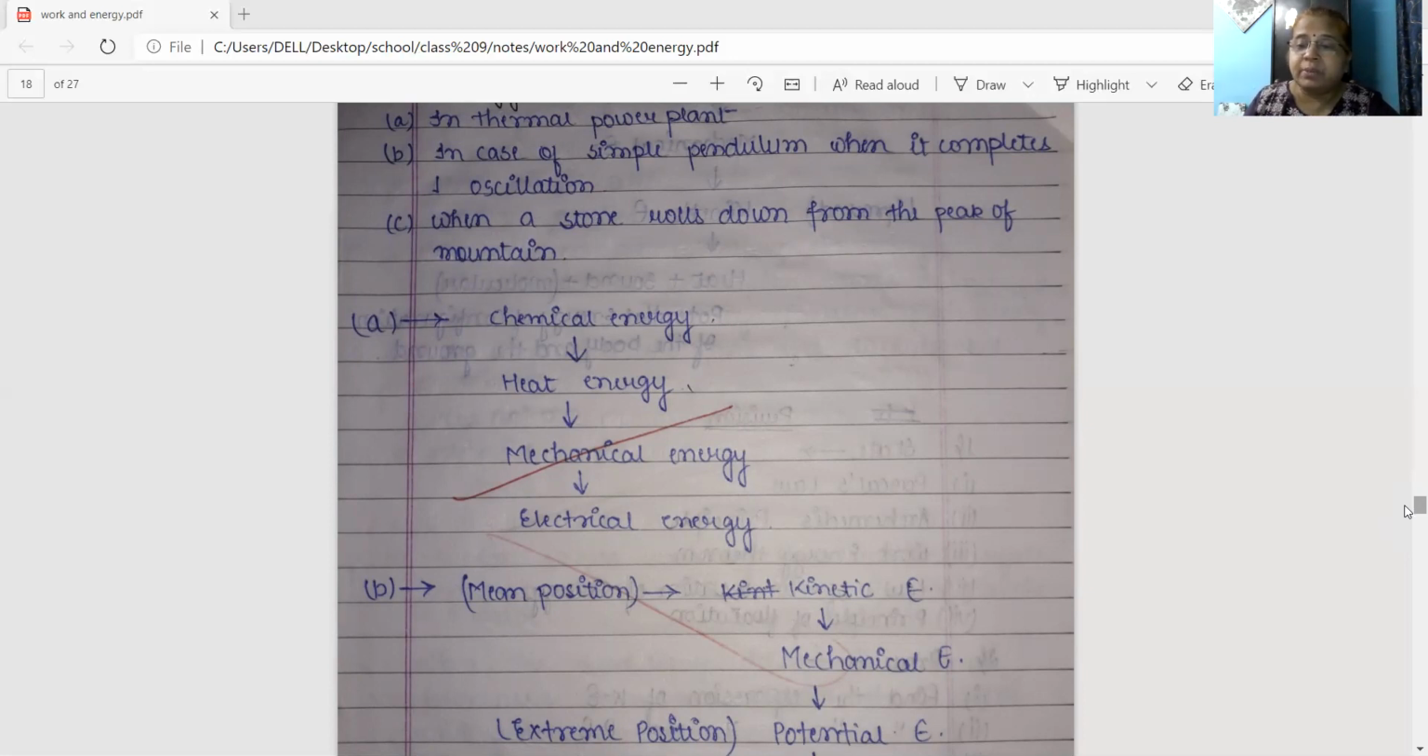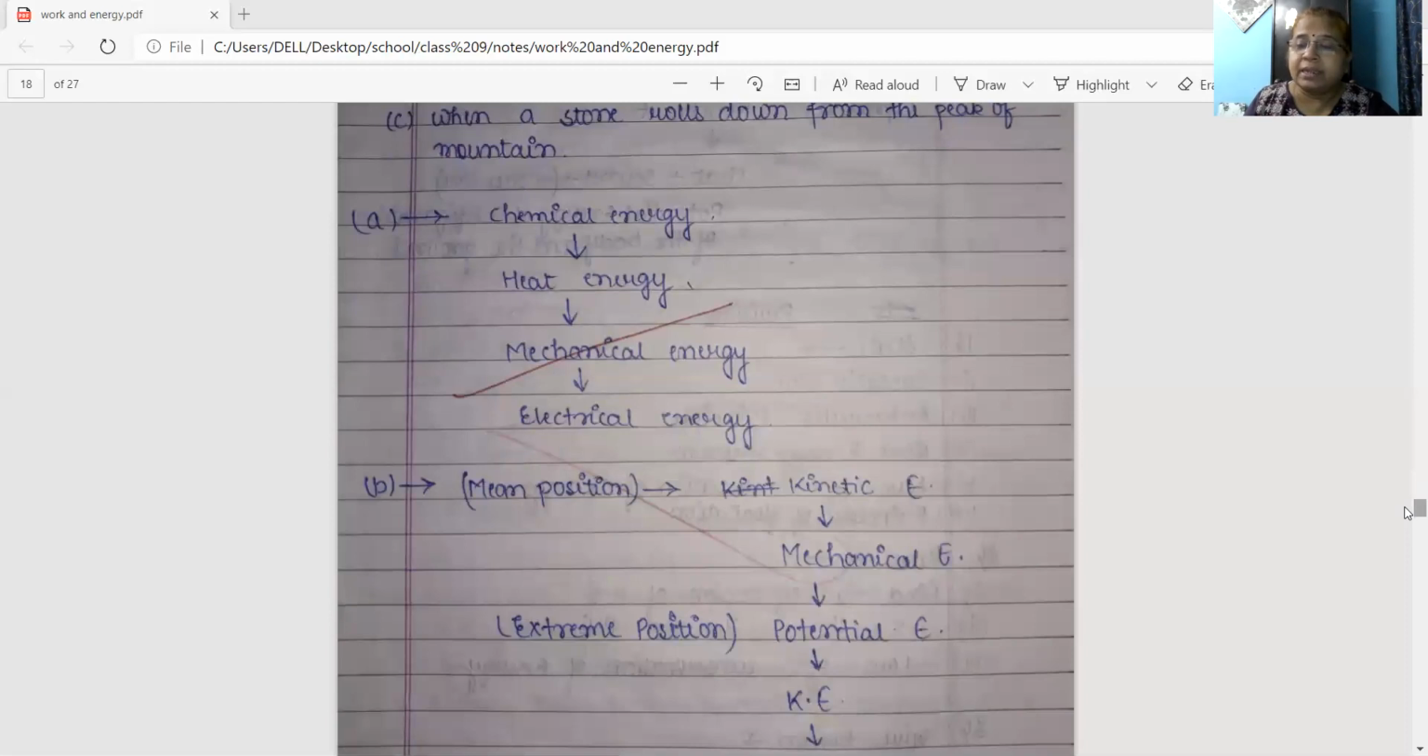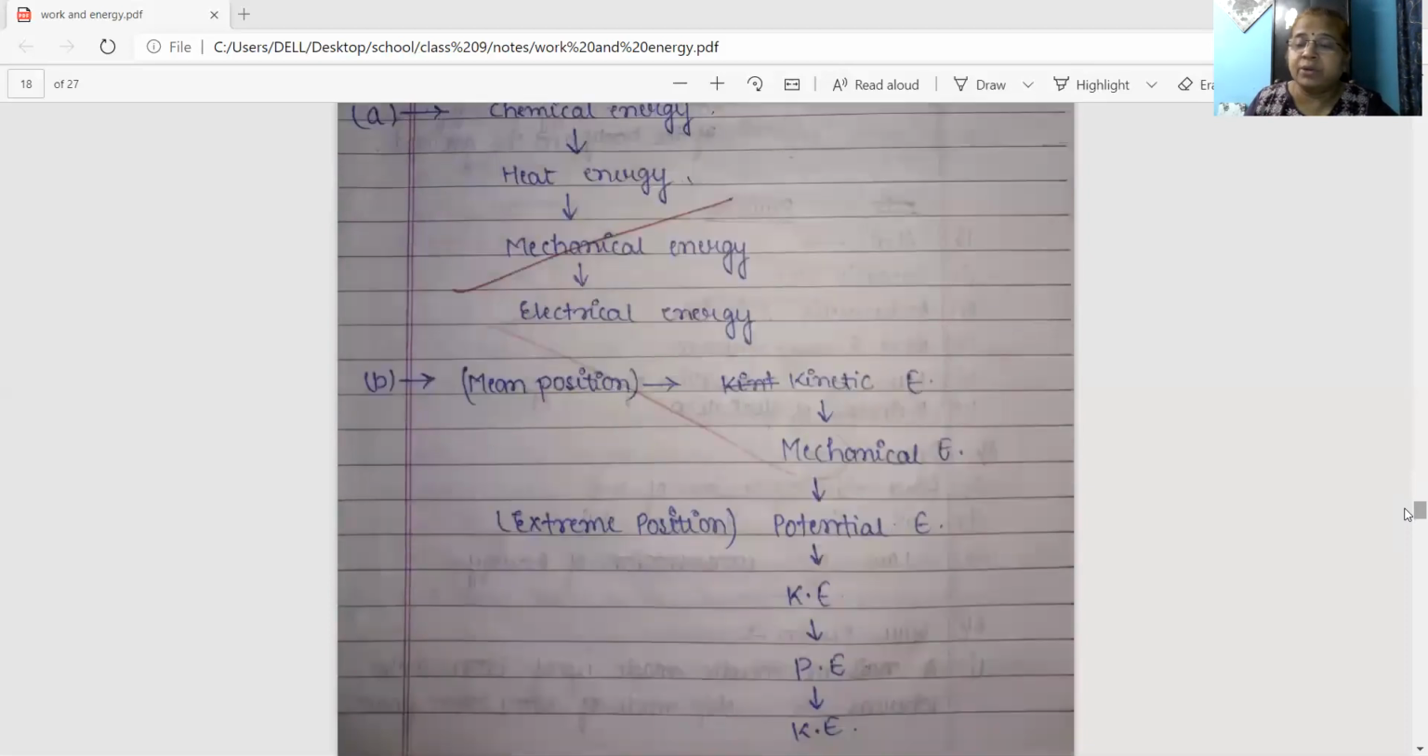When it comes to the mean position again, kinetic, and then when it goes to the other extreme position on the other side, again potential, and then it comes back to the mean position, it has kinetic energy. So you can start with: in the mean position it is kinetic, in the extreme position it is potential, again to the mean position kinetic, again to the other extreme position potential, and then it comes to the mean position, it is kinetic. Now one oscillation is over.